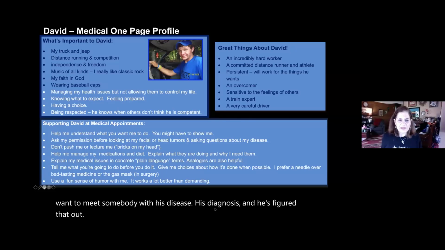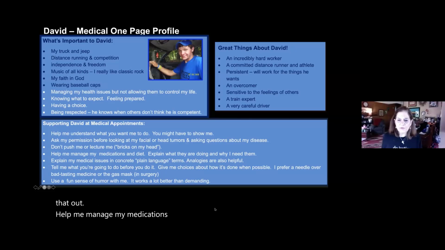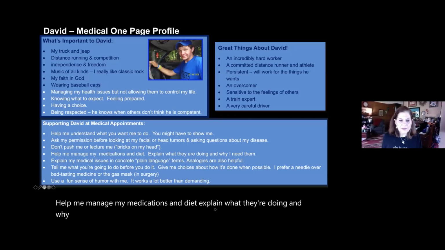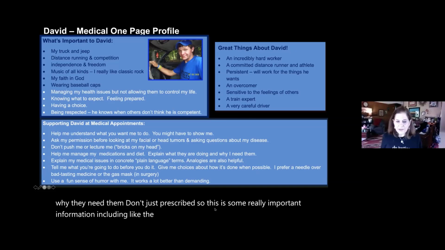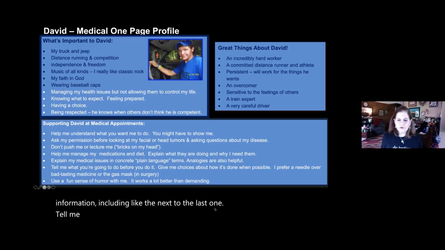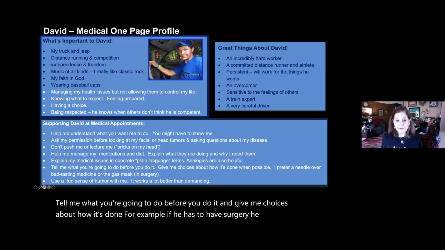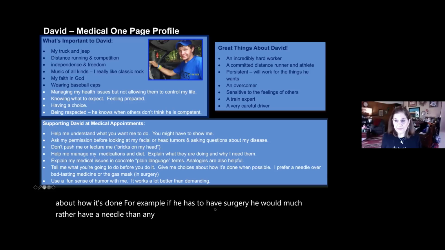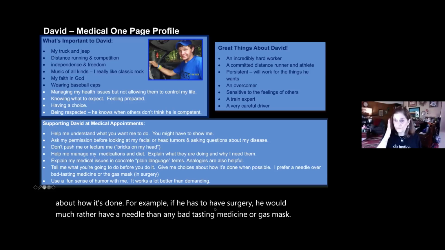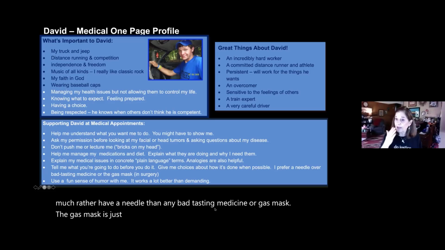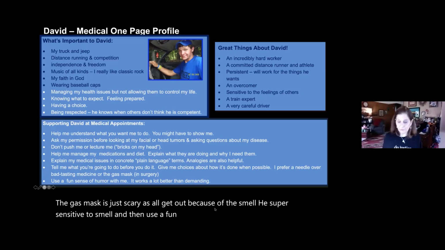Help me manage my medications and diet. Explain what they're doing and why they need them. Don't just prescribe. So this is some really important information, including, like the next to the last one, tell me what you're going to do before you do it and give me choices about how it's done. For example, if he has to have surgery, he would much rather have a needle than any bad tasting medicine or a gas mask. The gas mask is just scary as all get out because of the smell. He's super sensitive to smell. And then use a fun sense of humor with me.